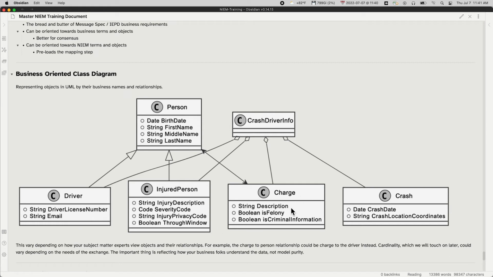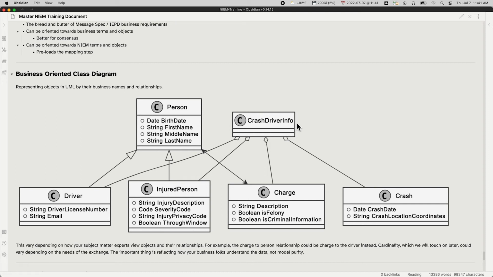Similarly, we have a class for the charge with a description, whether or not it's a felony and whether or not it's criminal information. And then we have a crash in the lower right. That's going to have a date for the crash and coordinates where the crash occurred. And then we have the crash info itself, crash driver info, and that's going to be a wrapper.